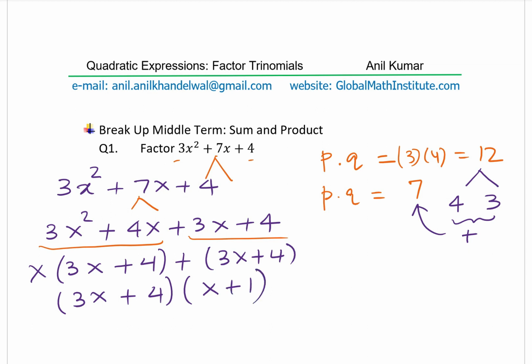Does that make sense to you? So that is how we are going to do it. We copied the question and we wrote the 7x as 4x plus 3x, kind of split 7 into 4 and 3 simply because the product is 12. And then we did group factoring, and thereby we got the final result, which is 3x plus 4 times x plus 1. So I hope this is clear. We'll do a few more questions to practice.